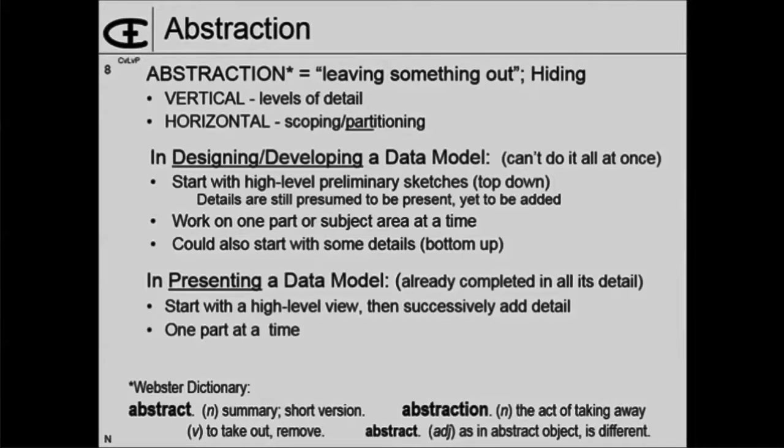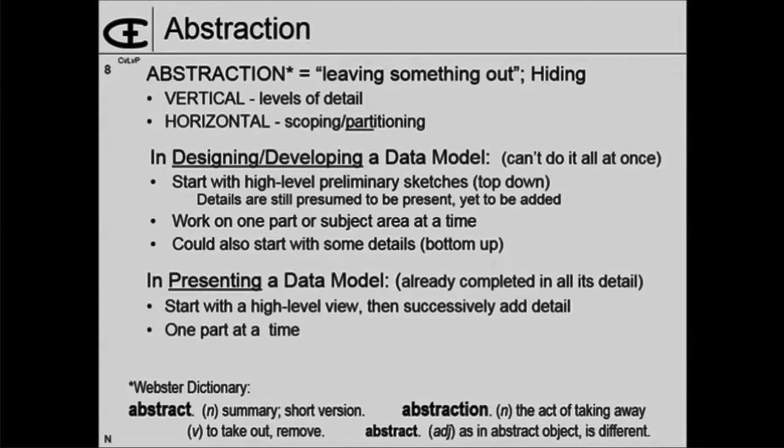So let me introduce the word abstraction, because it said a conceptual model was an abstract model. The definition of abstraction is simply leaving something out, hiding. We could talk about vertical abstraction and horizontal abstraction. Horizontal abstraction is you got a big picture and you're scoping down to a piece of it. It's a partitioning of it. Whereas the vertical is changing the levels of detail, having more or less detail.